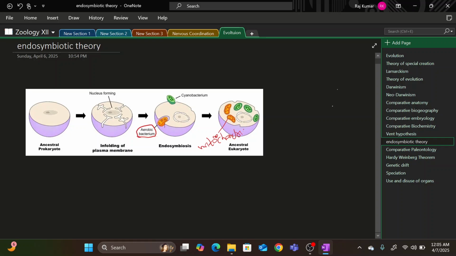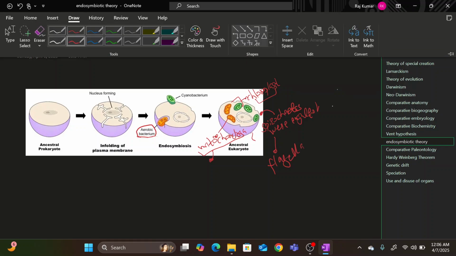And in the same way, there was adaptation of chloroplast from photosynthetic bacteria. Chloroplast was a photosynthetic bacteria, mitochondria was an aerobic bacteria. Likewise, if spirochetes were engulfed, then the organelle formed would be the flagella. So this is about the endosymbiotic theory.